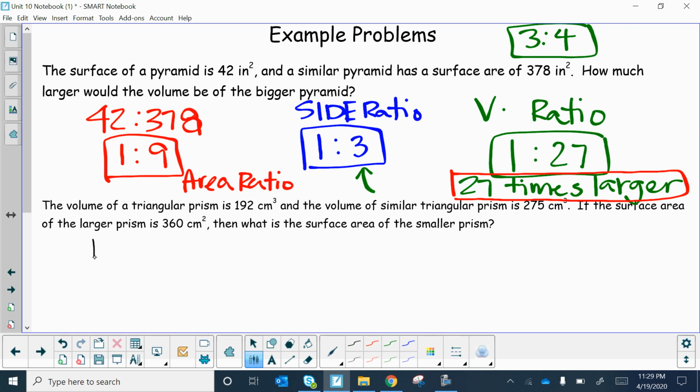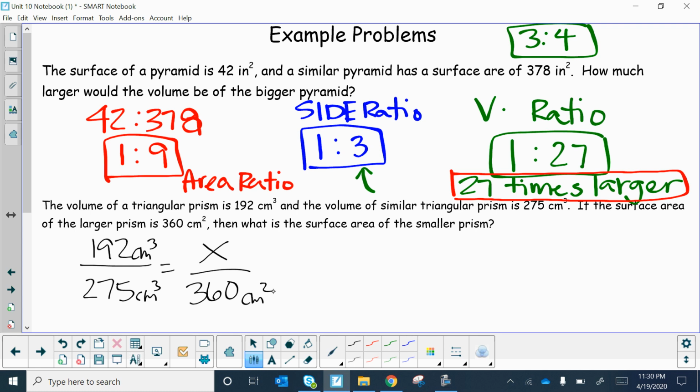Okay, so I'm going to tell you right now, here's what a lot of you guys are going to want to do. 192 is to 275 as x is to 360, and then you're just going to cross multiply. Okay, cannot do that. 192 is centimeters cubed. And so is that one. This is centimeters squared. You cannot put a ratio with different units in the same proportion. So we have to break down and solve for the area ratio in order to solve this problem.